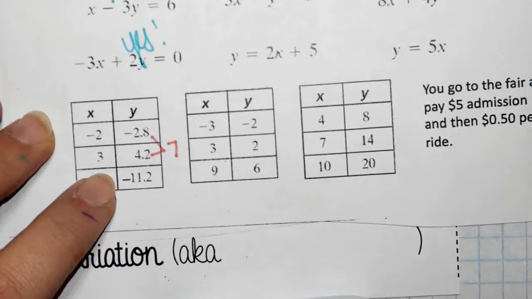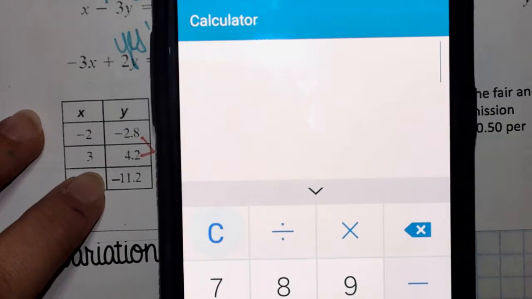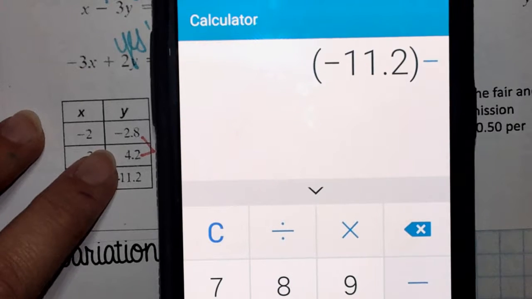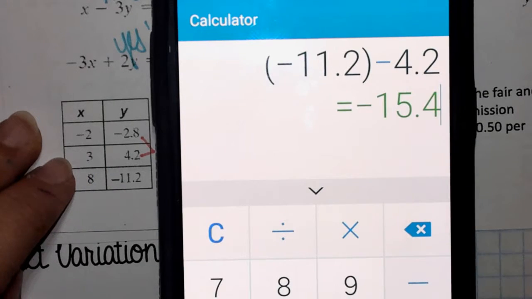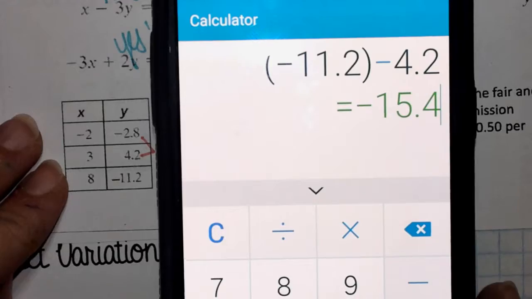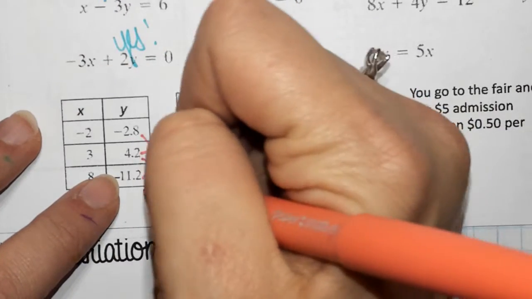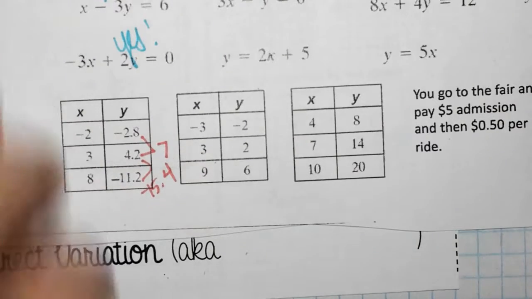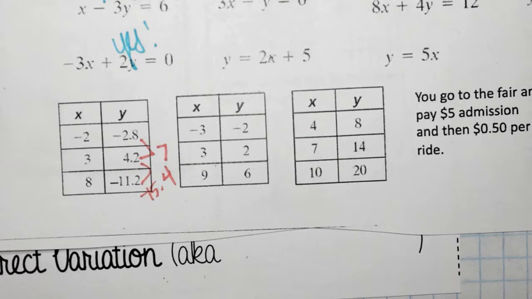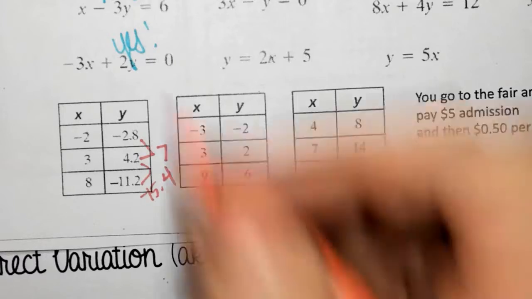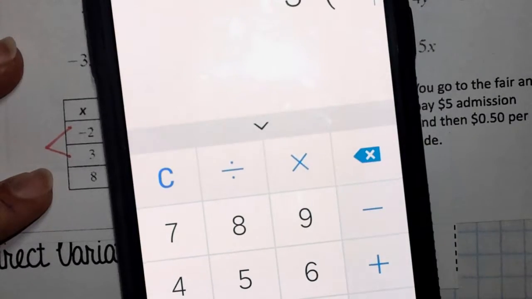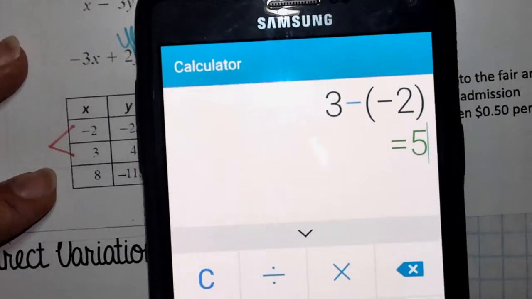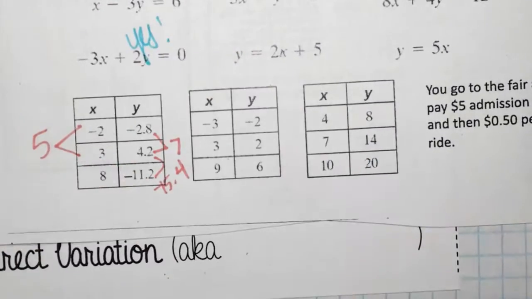Now it's negative 11.2 minus 4.2. And then I hit equals. So what's my change there? Now we're going to do our x's. 3 minus a negative 2. That's 5. 3 minus negative 2 is 5. And then what's 8 minus 3?